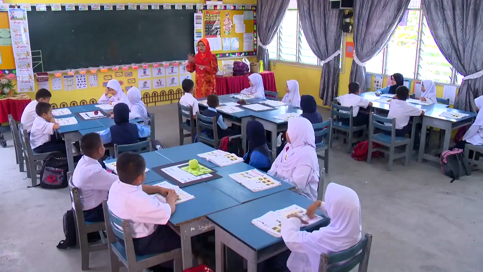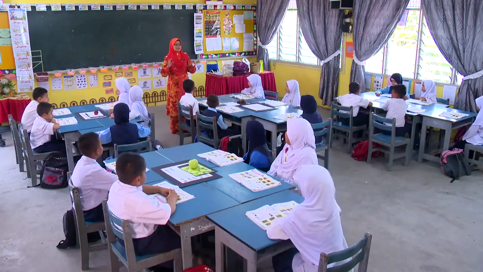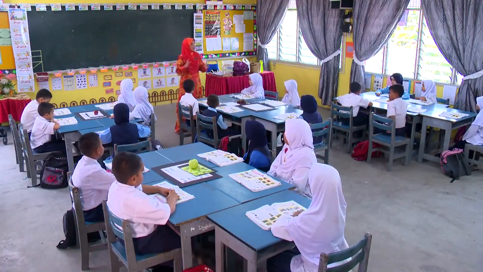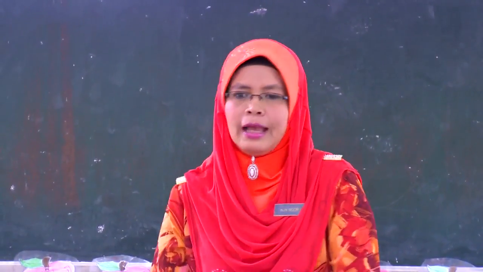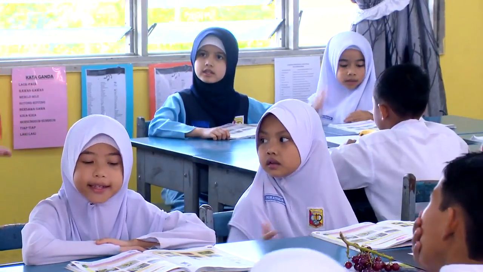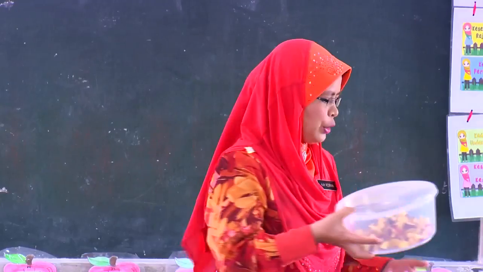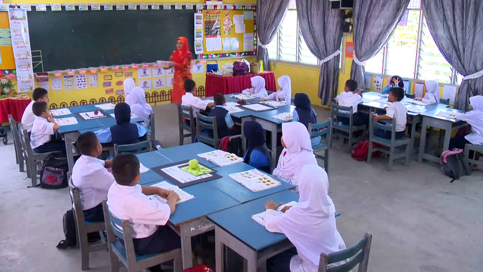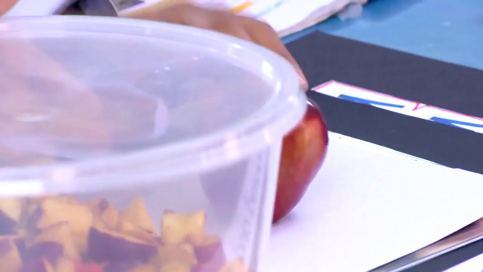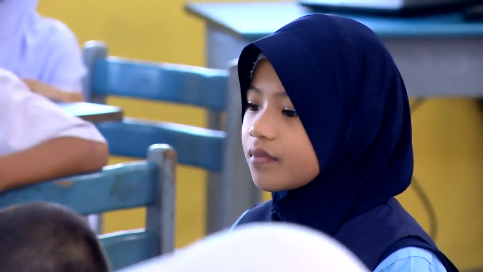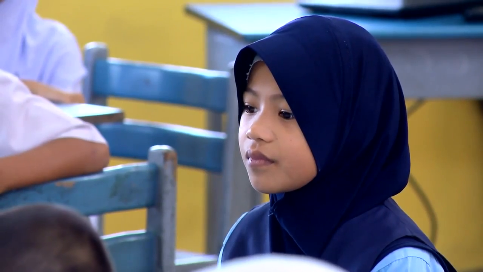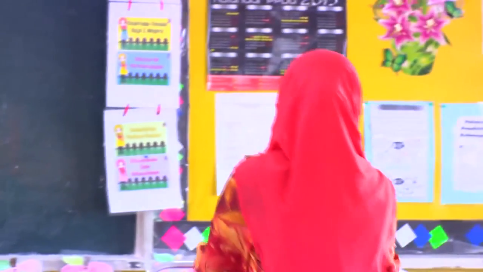Okay, class, we are going to make your own fruit salad. Okay, first you have to wash the fruit. Okay, and then you have to cut it into small pieces. Okay, I already cut it into small pieces. Okay, group A, you take the apples. B, you take the guava, banana. Group D and group C, grapes.